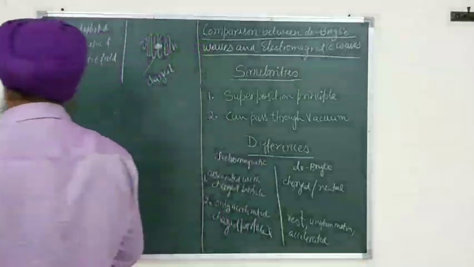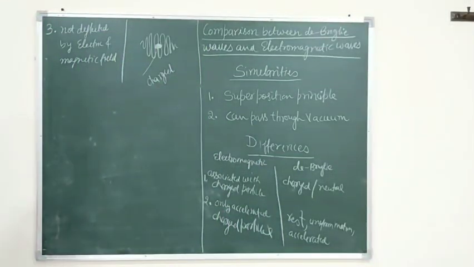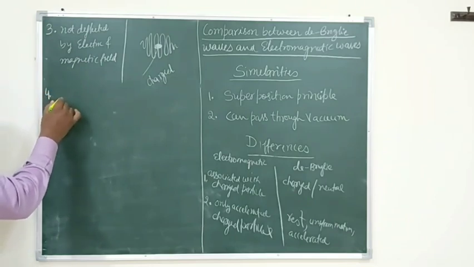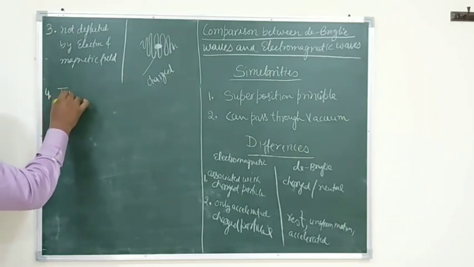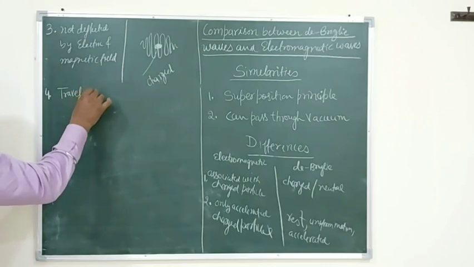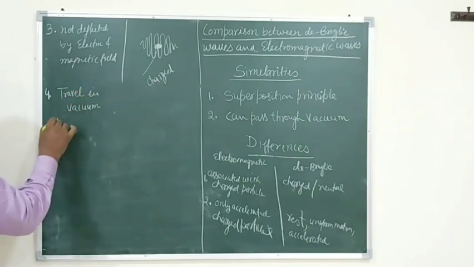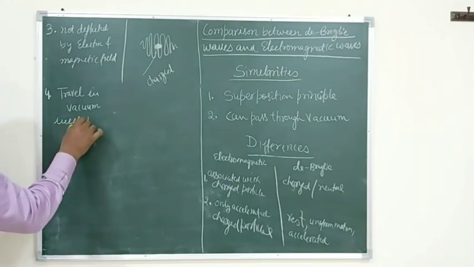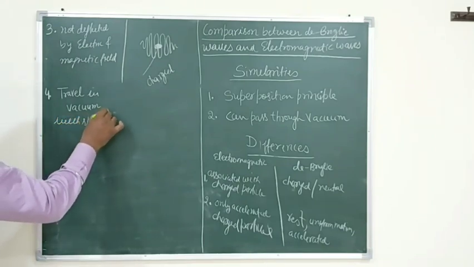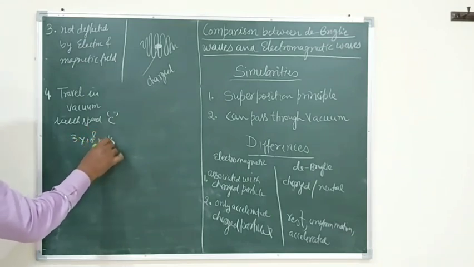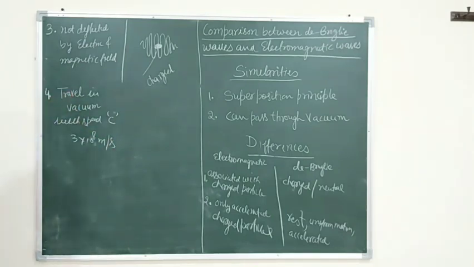What is the fourth property which is associated with the de-Broglie waves? It is that electromagnetic waves travel in vacuum with speed c, that is 3 into 10 raised to power 8 meter per second. So all electromagnetic waves travel in vacuum with the speed c, that is the speed of light.